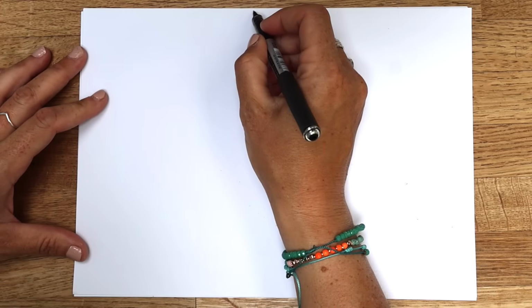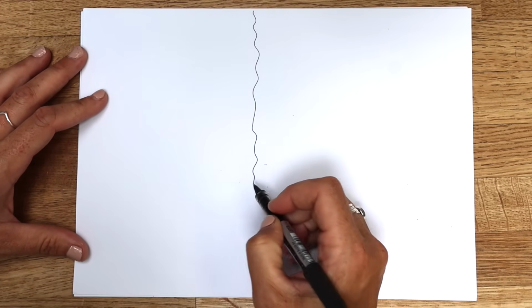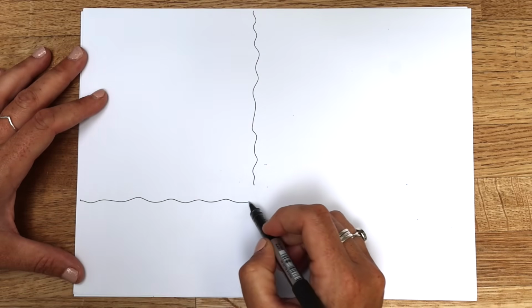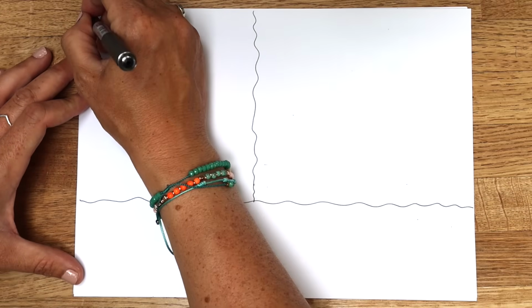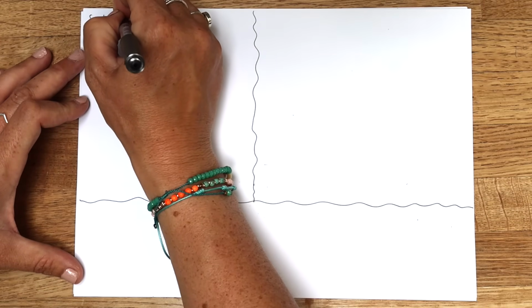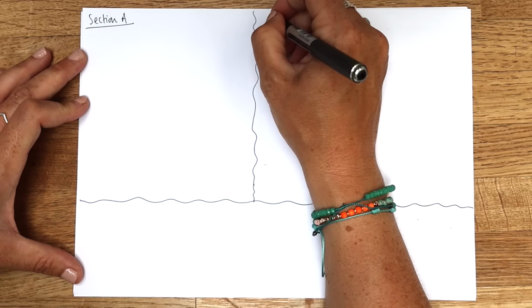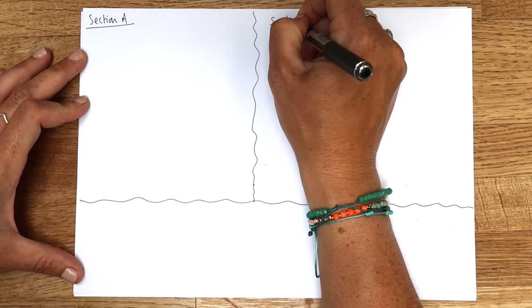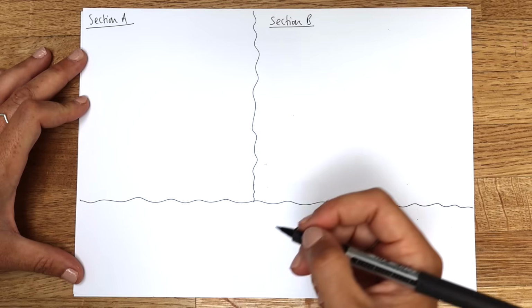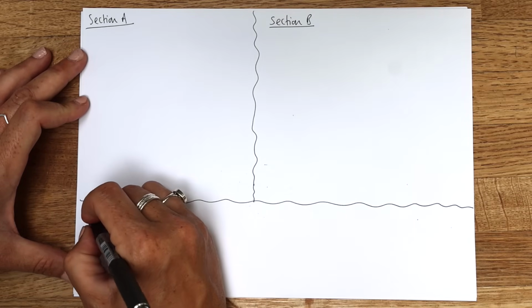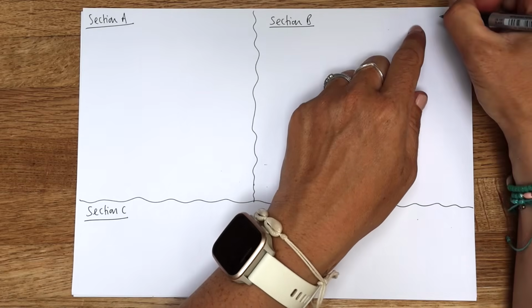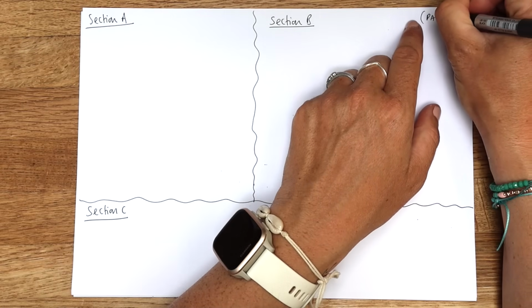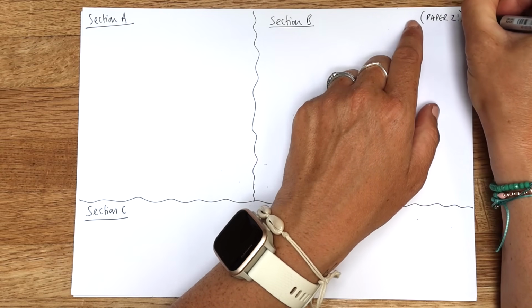So I'm going to break my page into 3 and I'm going to do it this way. So I've got section A over here, which is the start of the exam paper, then section B over here, and then finally section C. Okay, and I'm just going to put it in brackets there, paper 2.